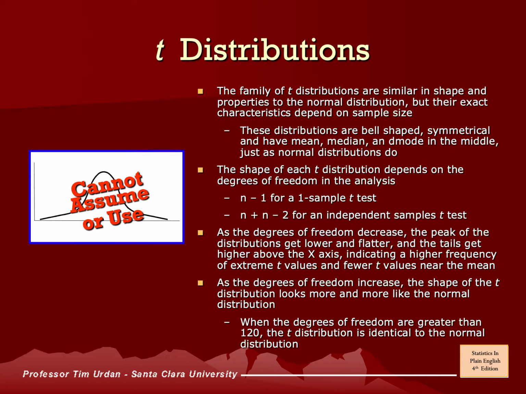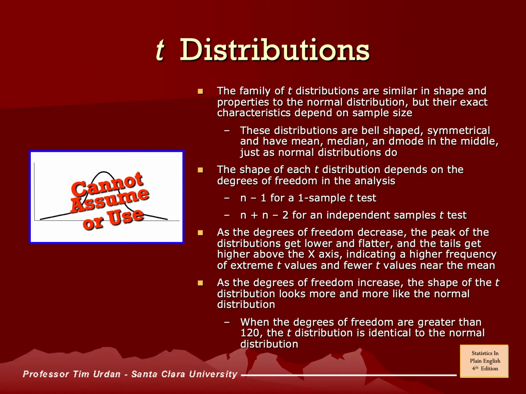As the degrees of freedom get smaller, the peak of the distribution gets lower and flatter. So I'm moving away to a lower curve the fewer degrees of freedom that I have. The tails get a bit higher above the x-axis, which gives us a higher frequency of extreme values or outliers, and fewer values near the mean. As the degrees increase, then it gets more like a normal distribution.